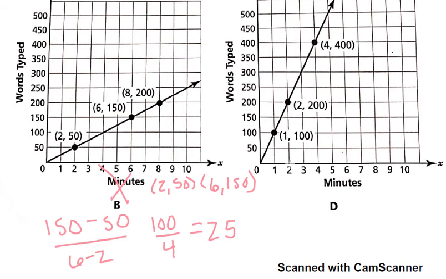Let's prove it. So our ordered pairs are going to be 1, 100 and 2, 200. So that's going to be 200 minus 100 over 2 minus 1. So we're going to get 100 over 1. This person is typing 100 words per minute, which is significantly faster than 50. So that has to be Ingrid's graph.